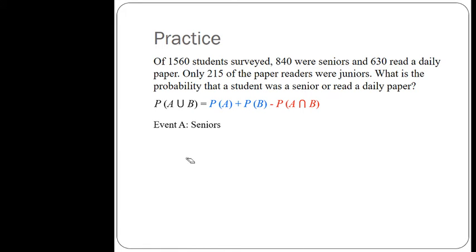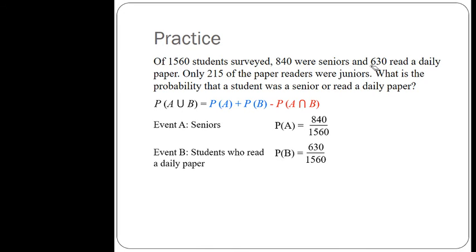Now let's calculate the probability of A, that you're a senior, because this is what we're trying to find out: senior or reads a daily paper. Those are my events A and B. The probability of senior is easy enough: there are 840 of them out of 1,560 students. Now let's find the probability of students who read the daily paper. It says 630 read a daily paper, and 215 of the paper readers were juniors. So 630 of the students surveyed read a daily paper, so there's 630 out of 1,560.